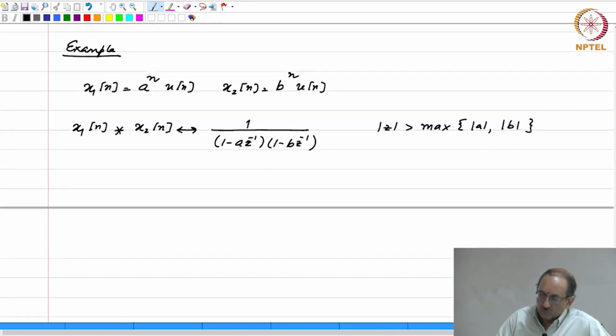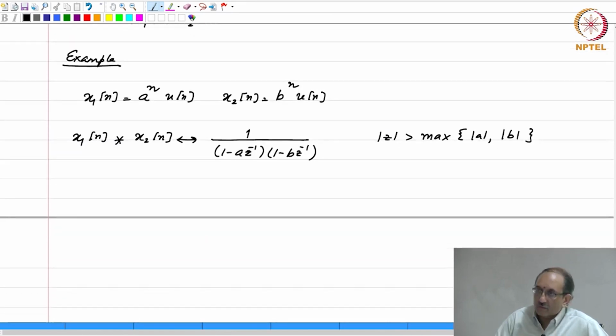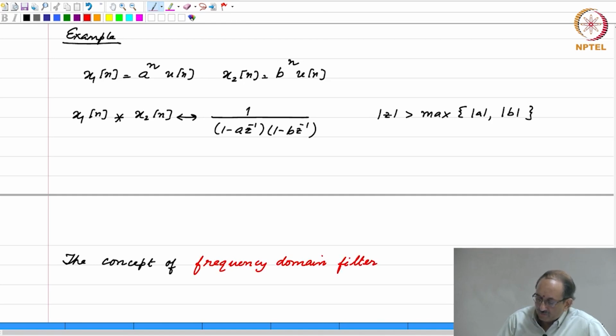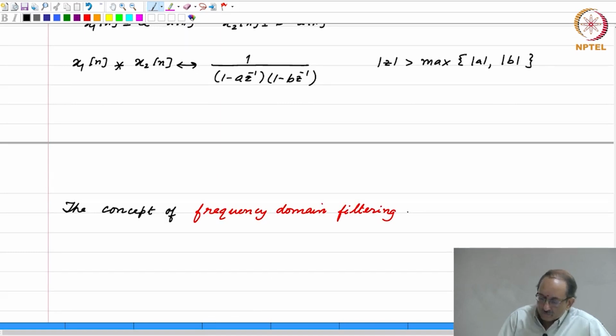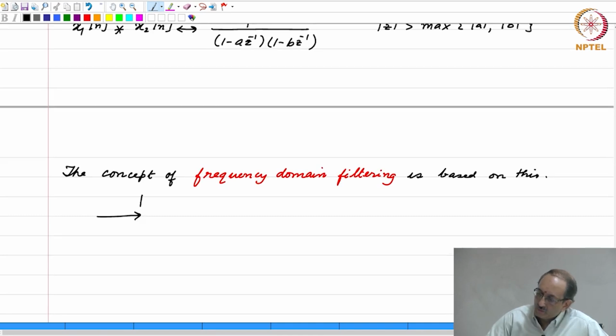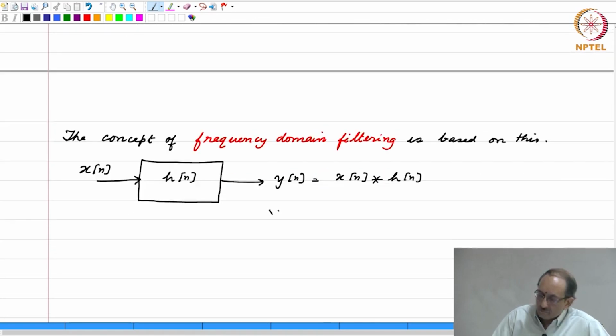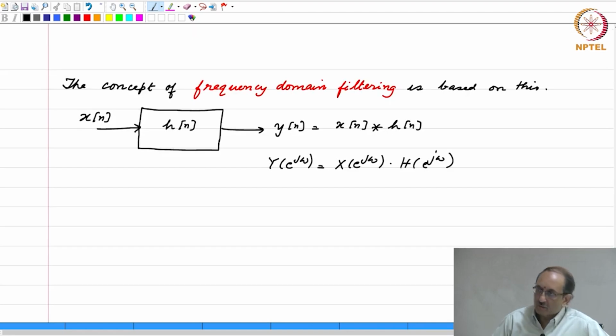This is one of the most important properties because this is the property that gives rise to the concept of filtering. So, the concept of frequency domain filtering is based on this. So, suppose I have a system with input x of n, its impulse response is h of n, and then I have y of n, which is nothing but x of n convolved with h of n, assuming the system is LTI. Therefore, y of e to the j omega is x of e to the j omega times h of e to the j omega.